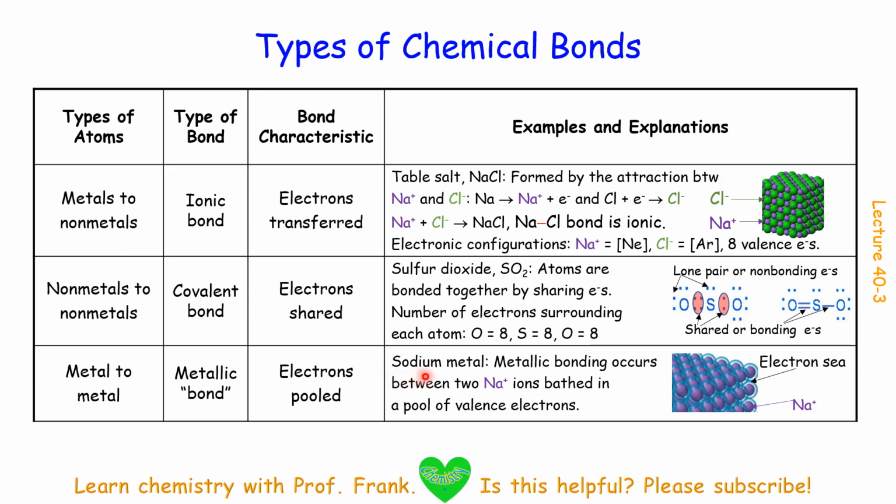Now let's take a look at sodium metal. The metallic bonding occurs between those sodium cations, the purple ones, and the electron sea. Therefore, metallic bonds are formed by electron pooling.